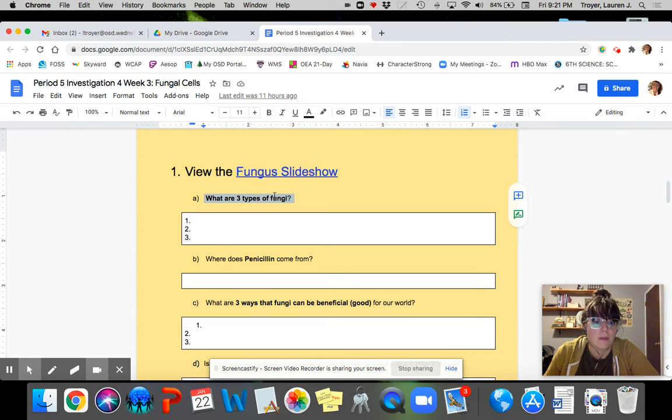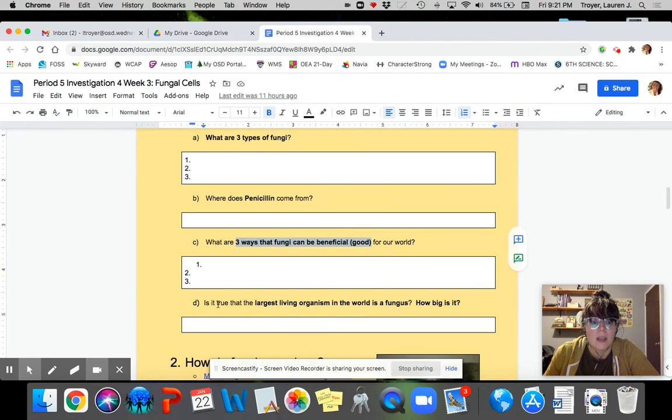What are 3 types of fungi? Where does penicillin come from? What are 3 ways that fungi can be beneficial? And is it true that the largest living organism in the world is a fungus? How big is it?